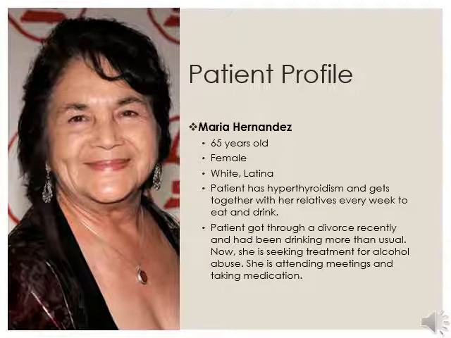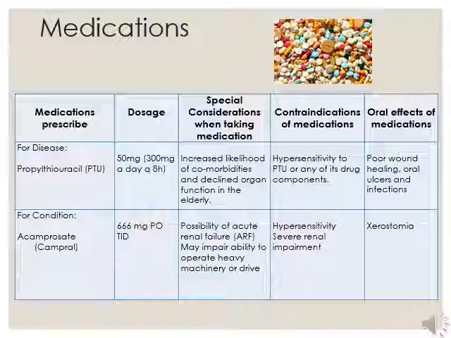She recently got through a divorce and had been drinking more than usual. Now she's seeking treatment for alcohol abuse. She's attending meetings and taking medication as well. The patient currently is taking two medications. She is taking propylthiouracil for hyperthyroidism and acamprosate for alcohol abuse.